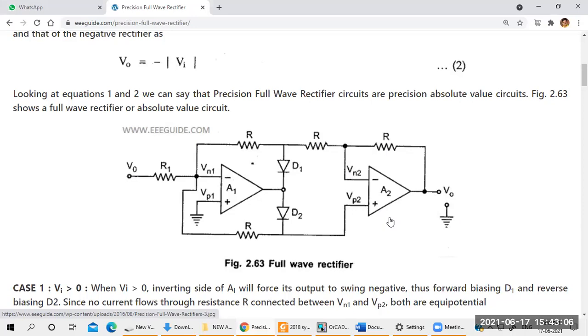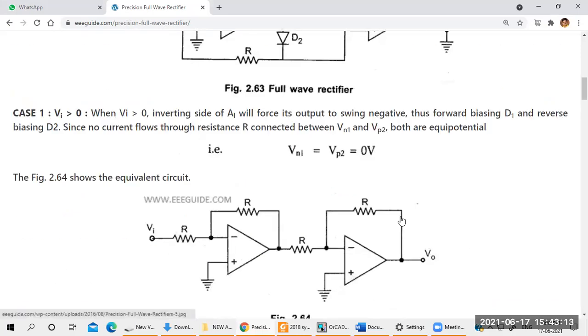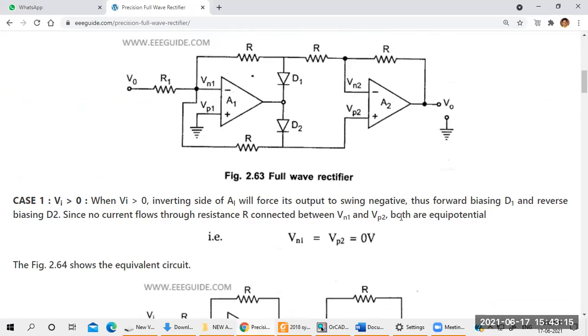Analysis for the precision full wave rectifier. First you take the positive cycle here. Suppose you apply a positive cycle here. What happens here? The positive cycle goes to the A1 amplifier. What is the output now? Negative. When there is a negative here, D1 is in on condition, D2 is in off condition. So D1 is on, D2 is off.